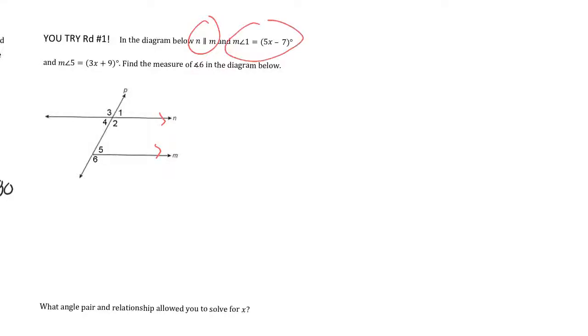Great. Angle 1 is 5x minus 7. So that is this angle. And angle 5 is 3x plus 9. Now, if it helps, because this looks confusing, you could just extend this line. Now it looks like all the other problems we've done. So that was just a little confusing. We'll just keep the line going if you want.